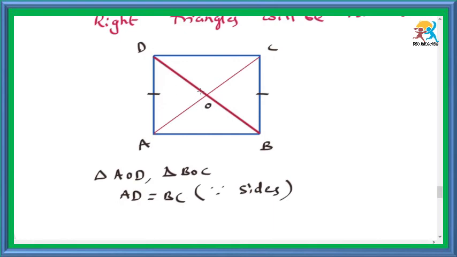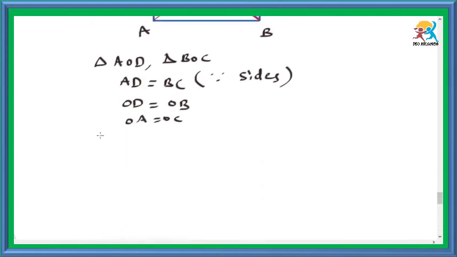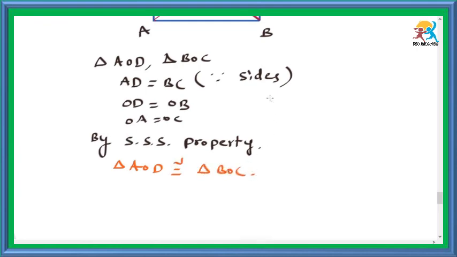And OD is equal to OB. And OA is equal to OC. By SSS property, the two triangles are congruent. If two triangles are congruent, then we can write the corresponding parts are equal. What are the corresponding parts?